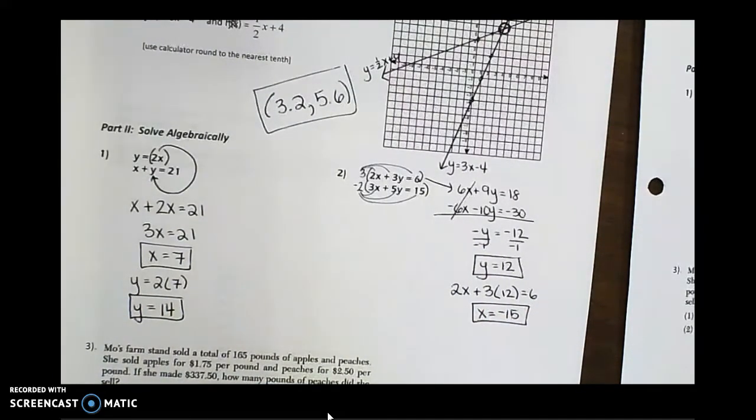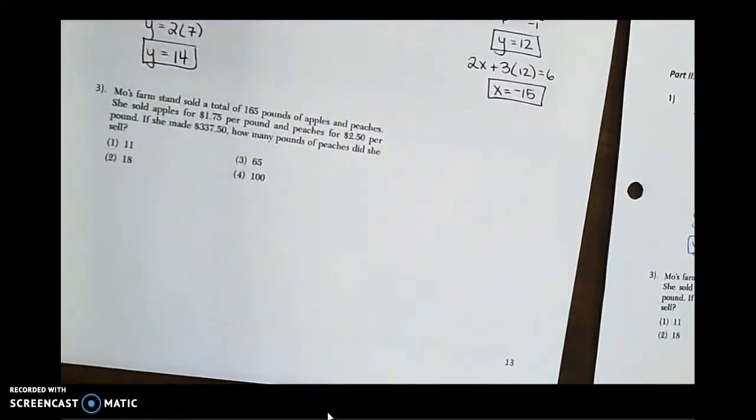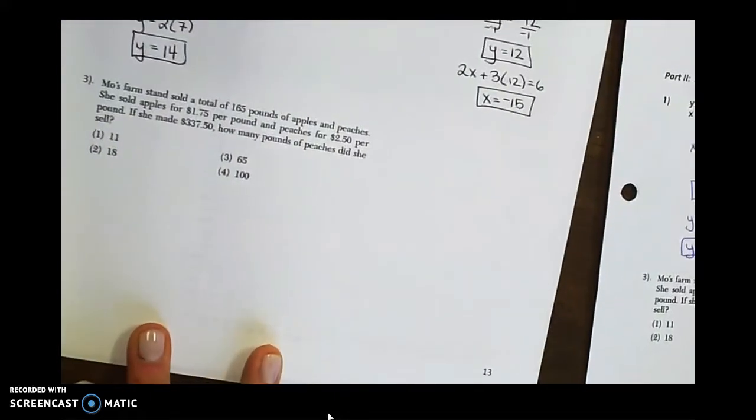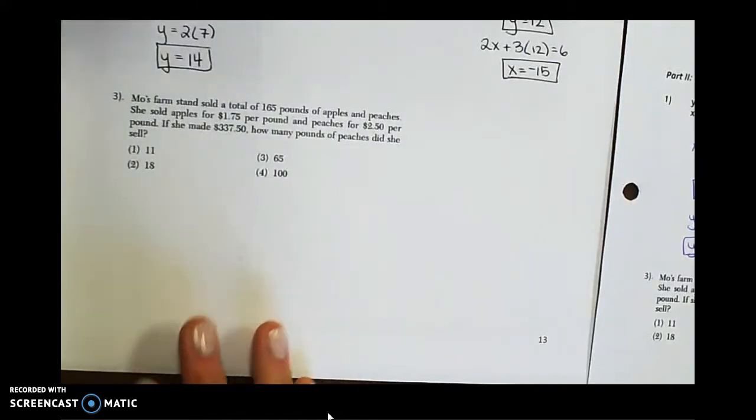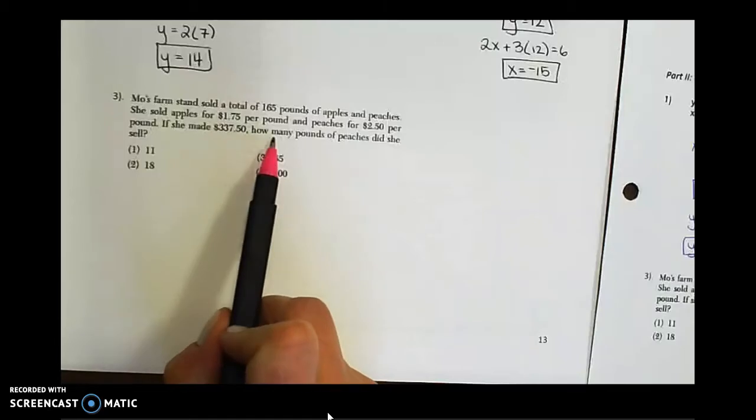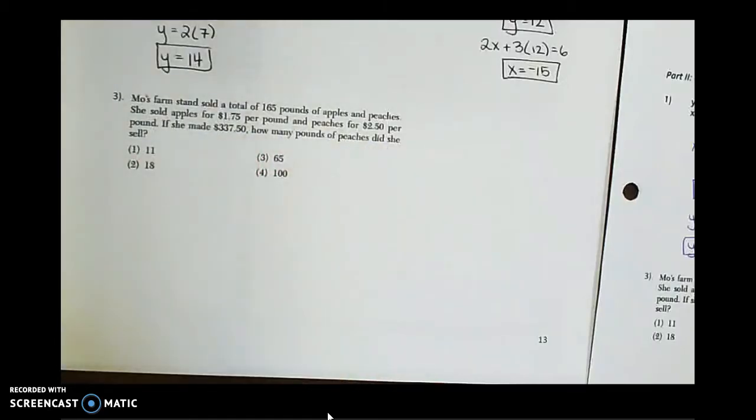Okay, now systems of equations will also occur in word problems. So let's take a look here at number 3. Most farm stand sold a total of 165 pounds of apples and peaches. She sold apples for $1.75 per pound and peaches for $2.50 per pound. She made $337.50. How many pounds of peaches did she sell?